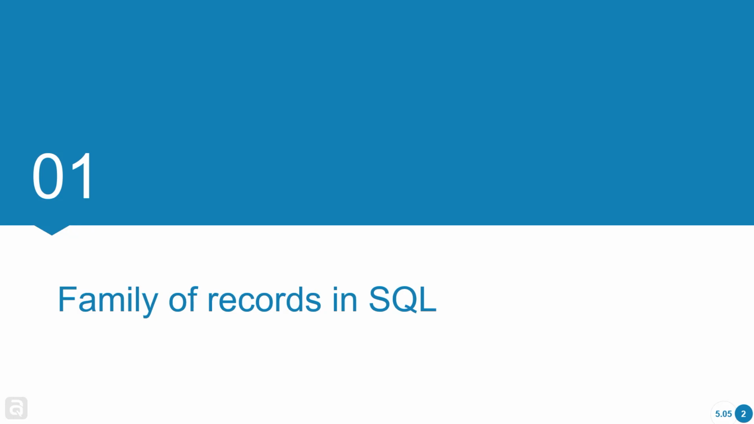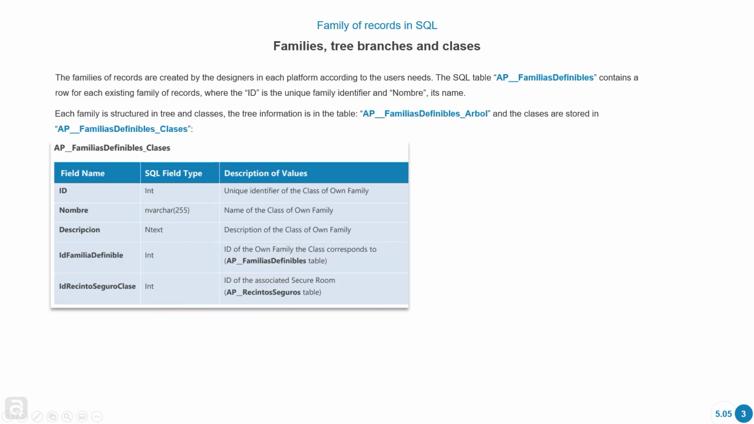Family of records in SQL. The families of records are created by the designers in the platform according to their needs, and the SQL table that contains these families, a list with all of these families, is called familias definibles. And when we go to this table, we're going to be able to find a unique ID for each one of these families, and besides, we're going to find a name.